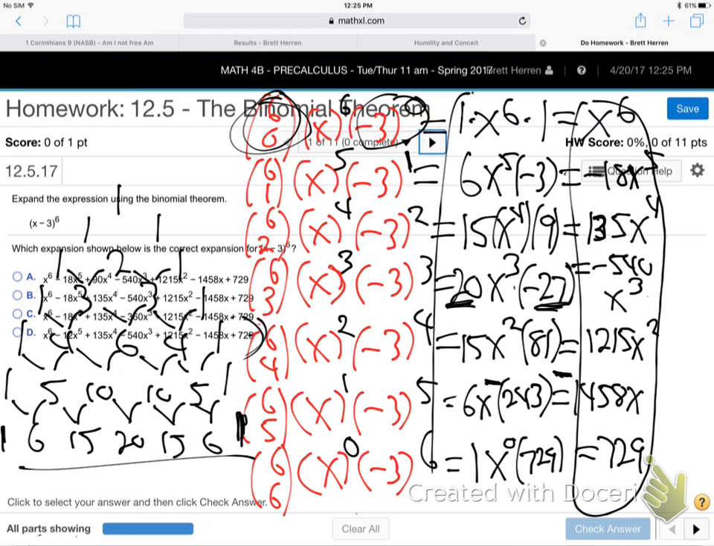Now, it gets a lot quicker after we do more. So this is not due. We didn't finish it. So just 12.3 is due. We'll finish 12.5 next time.